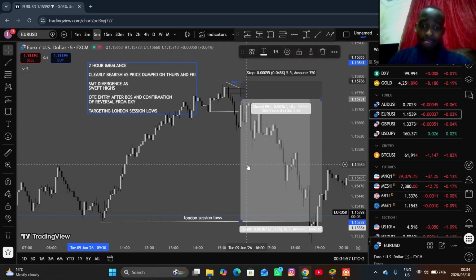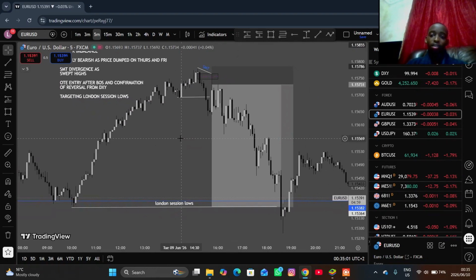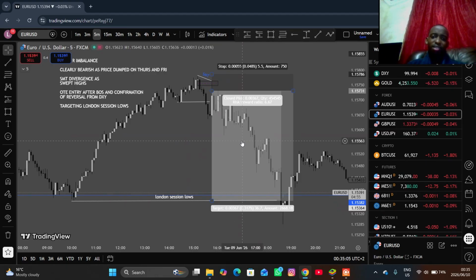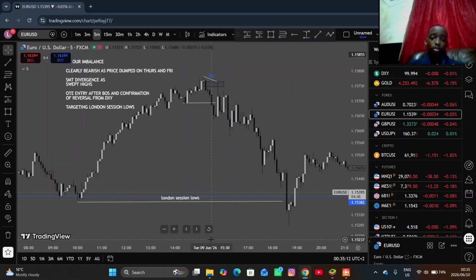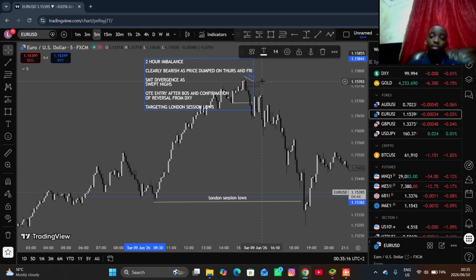Yeah, so that was a trade. We were targeting that decision low. So yeah, that's all I've got for the day. That's basically it. Just delete everything. So it's a clear downtrend, targeting these lows. This is like an A plus setup for me.